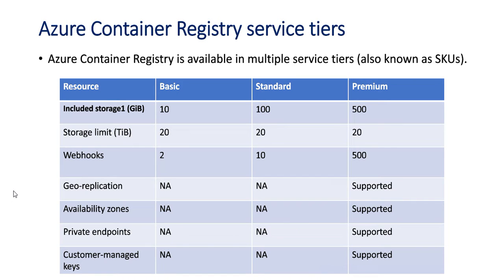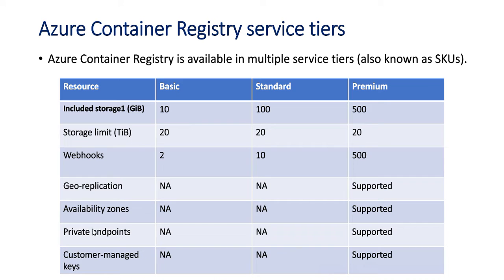Azure Container Registry service tiers. There are three tiers: Basic, Standard and Premium. Accordingly Microsoft charges. If you are using Basic you will be charged less, and if you are using Standard or Premium you will be charged more, and there are a few features which are not available in the Basic and Standard versions. For those you have to use Premium only. If you see here, included storage we have 10 GB in Basic, 100 GB in Standard and 500 GB in Premium.